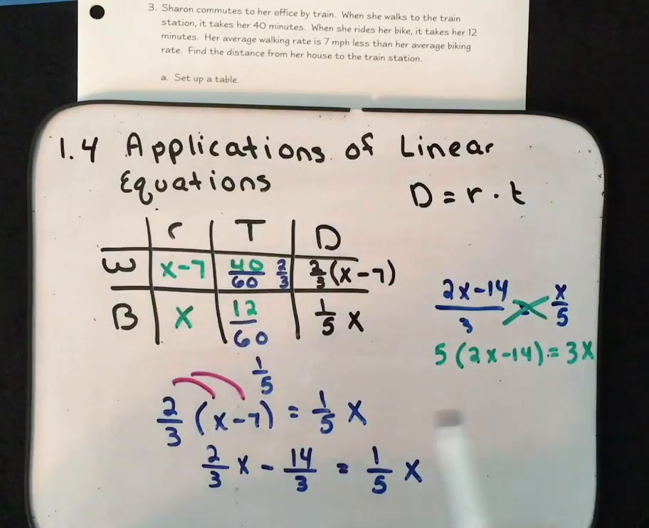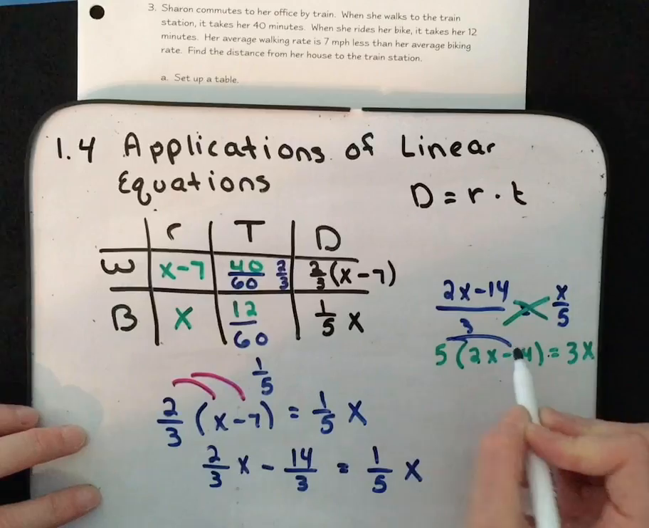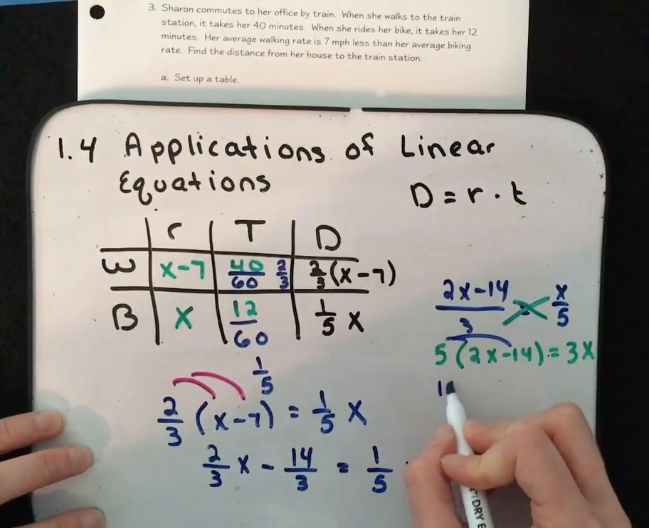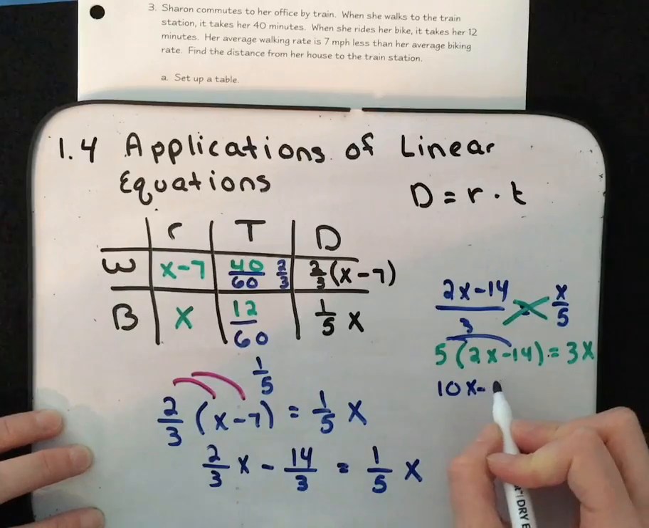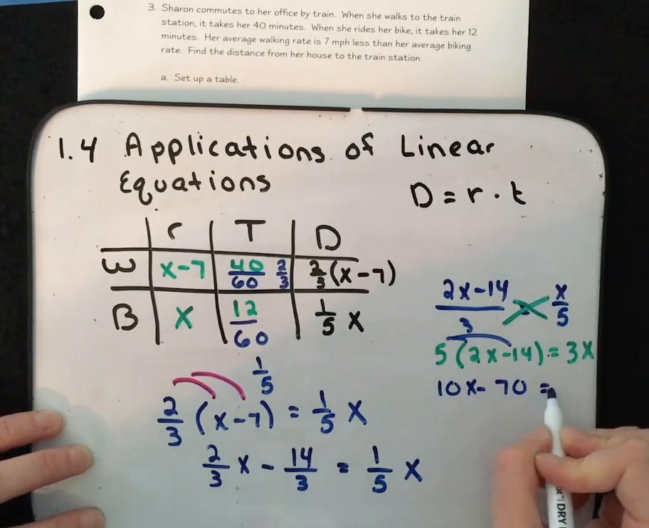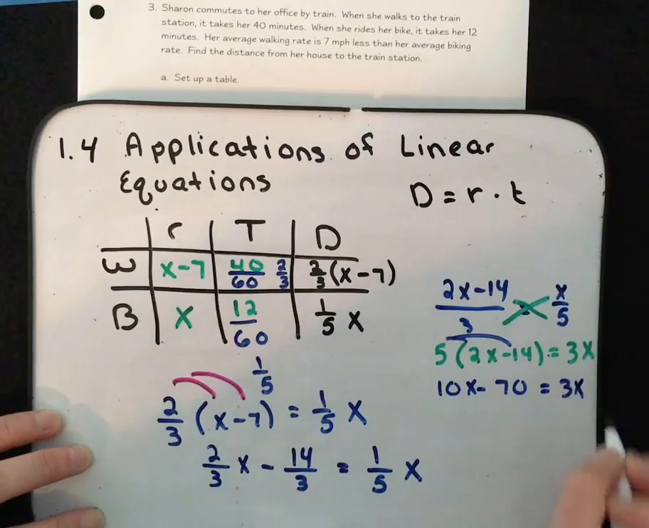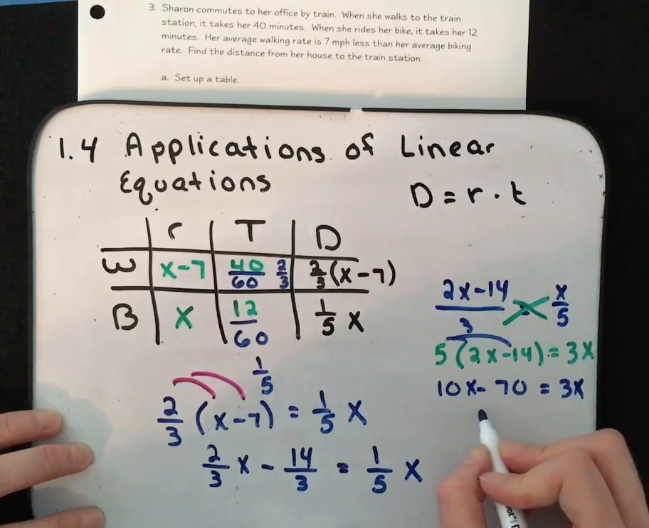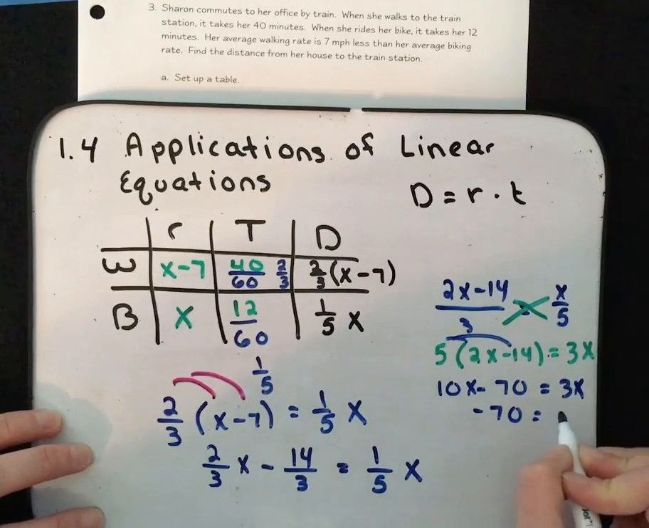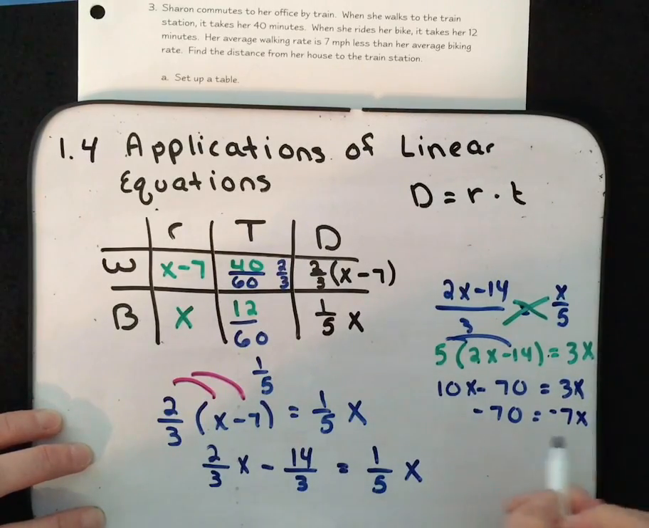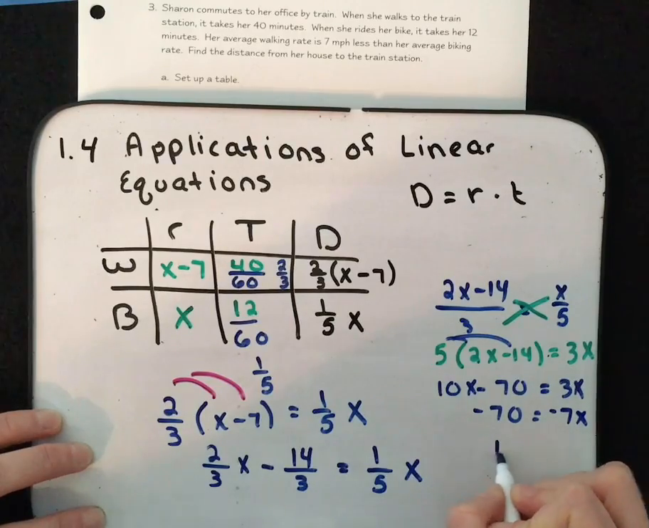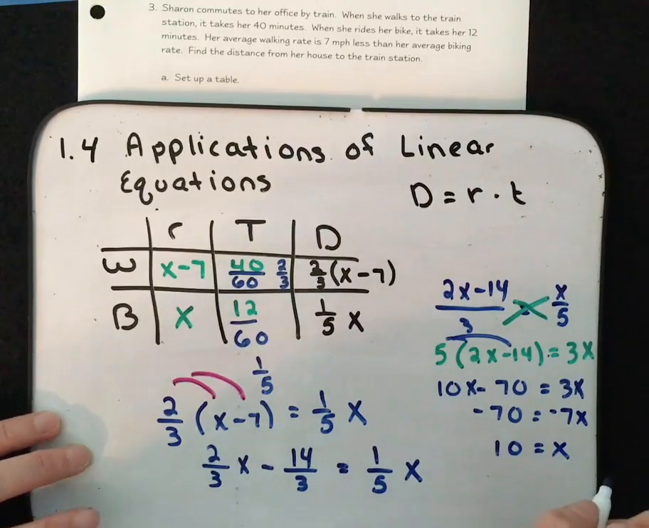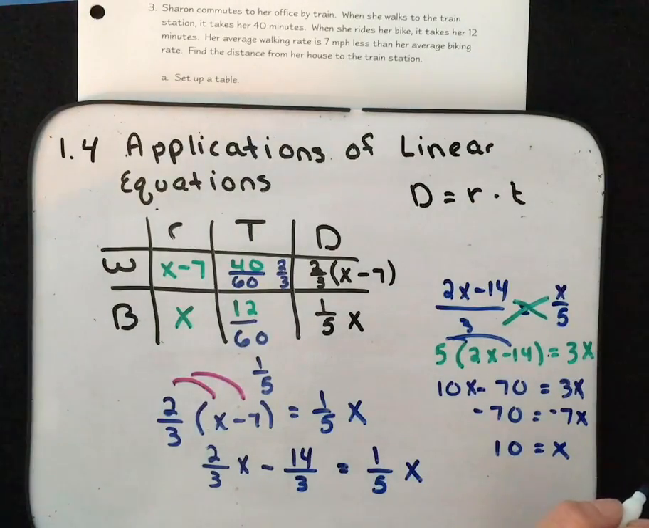Then, lots of distributing in this one. We can distribute right here, and that will give us 10x minus 70 equals 3x. We can move our 10x over by subtracting it. So we'll have negative 70 equals, subtract 10 from both sides, so negative 7x. Divide both sides by our negative 7, so we'll get 10 equaling x. So what we found out is the distance from her house to the train station is 10 miles.